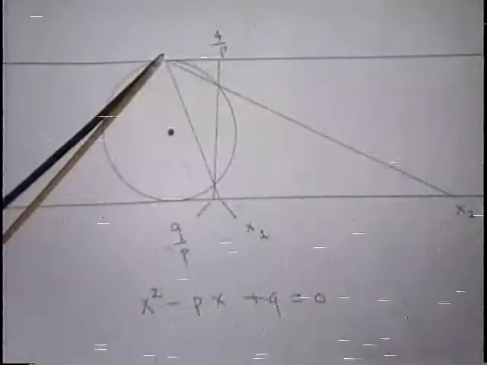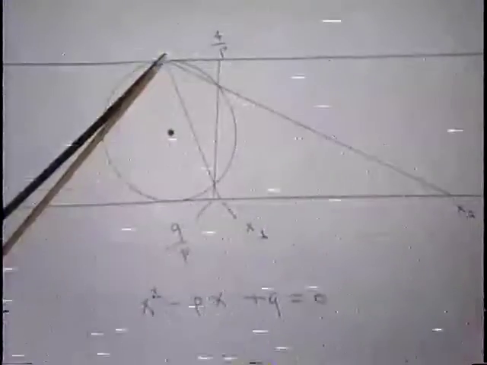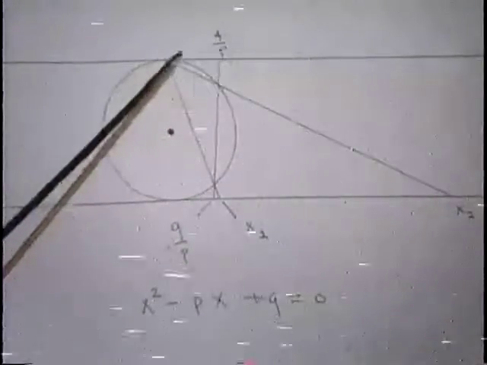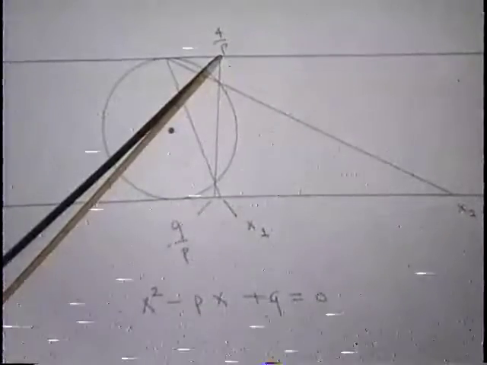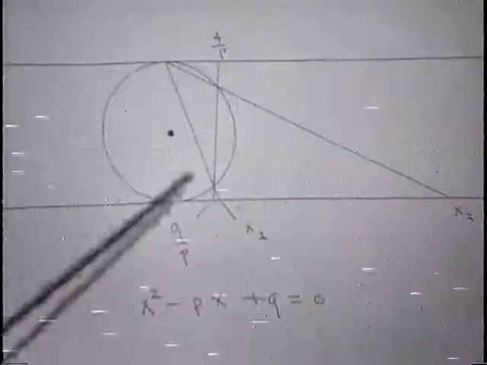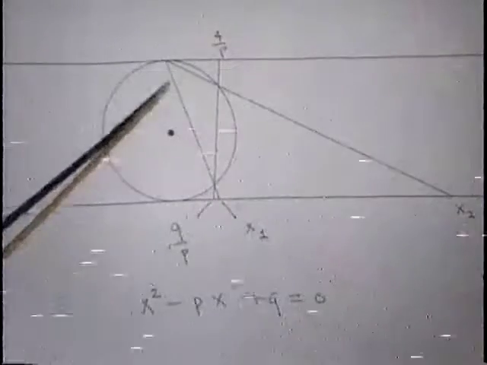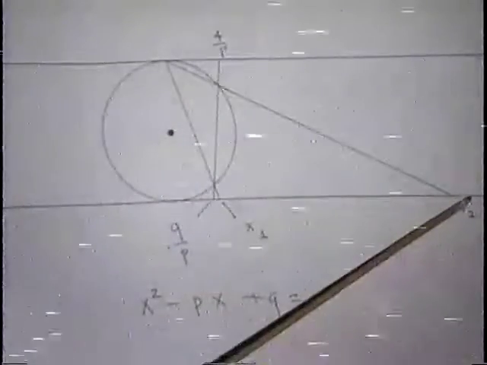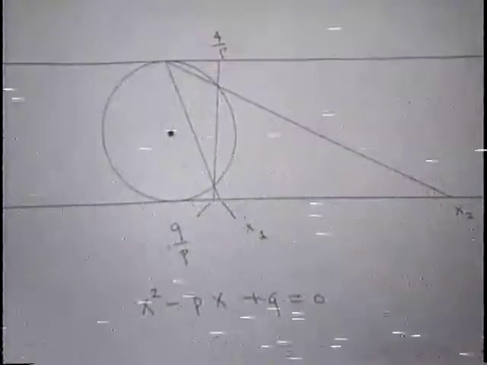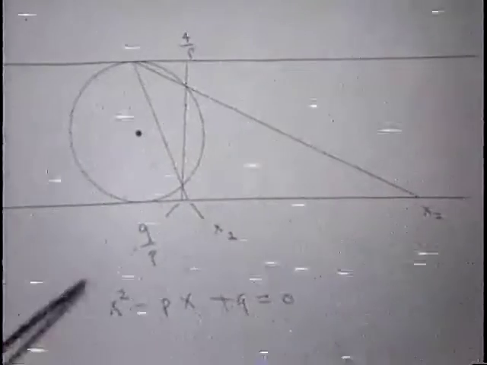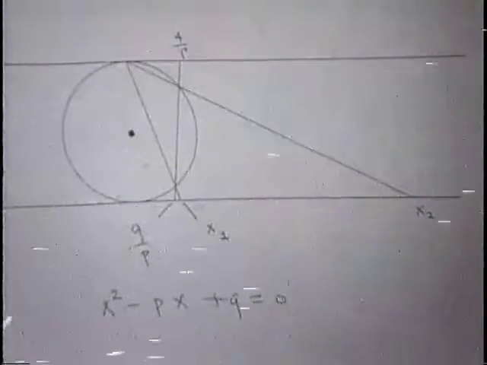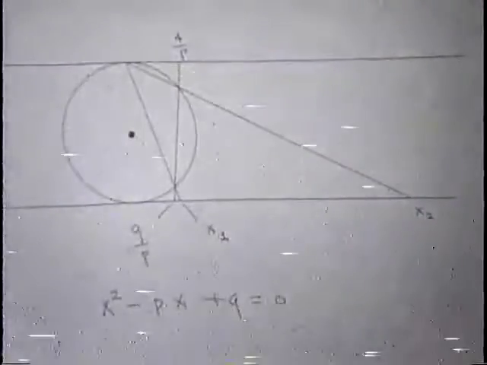Mark off from this zero point, on the line perpendicular to these two lines passing through the center, a distance 4 over P here, and mark off a distance Q over P there. Draw this line, that will give you one of the roots, and draw this line, that will give you the other root. Now, we know what P and Q are at the first step. So that means we could construct 8,1 and 8,3 in one step.